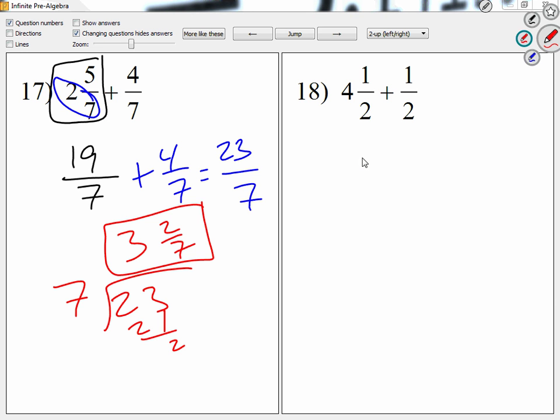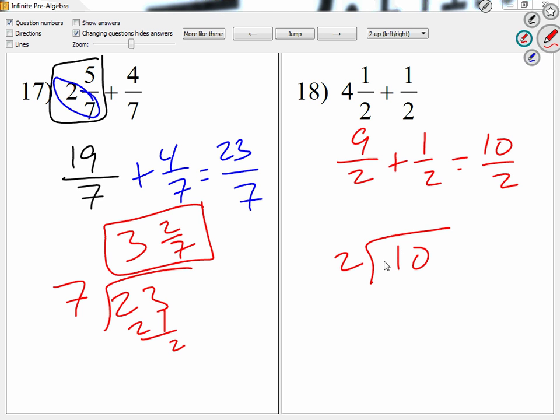Looking at number 18, the first fraction, I'm going to have a 2 at the bottom. What do I have on top? 9. Okay? 9 over 2 plus 1 over 2. Copy down the 2. How much is 9 plus 1? 10. We can simplify that. Let's see, 10 divided by 2. 5. There's no remainder, so there is no fraction. We have a fraction when there is a remainder.